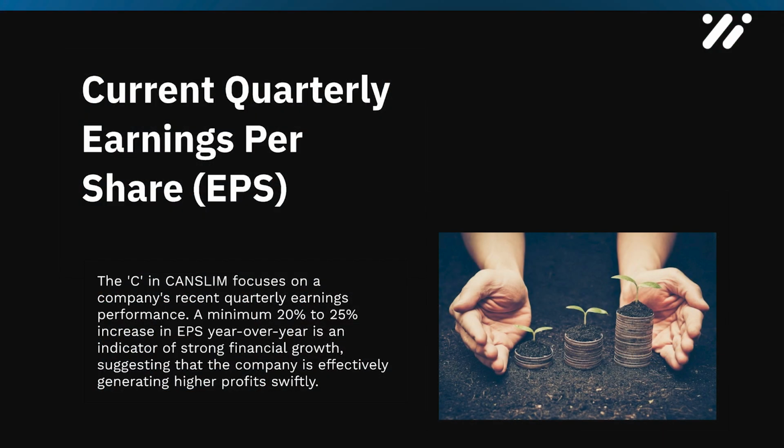The first alphabet, C, current quarterly earnings per share, EPS. The C in CANSLIM emphasizes the importance of a stock's most recent quarterly earnings growth. A significant increase in EPS compared to the same quarter in the previous year is a critical factor. O'Neill advocates for companies that show at least a 20% to 25% increase in quarterly EPS. This growth demonstrates the company's ability to generate higher profits in a short time, suggesting strong financial performance.